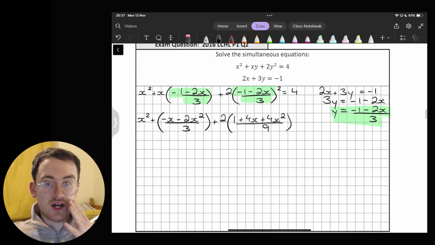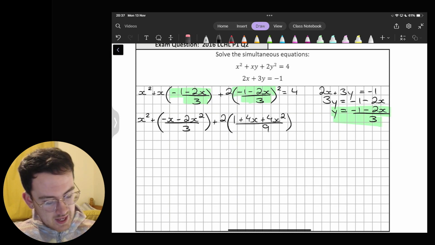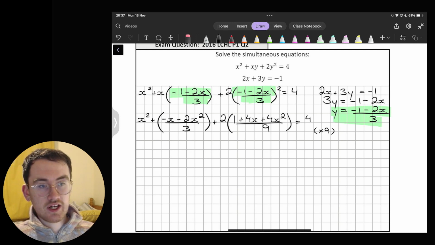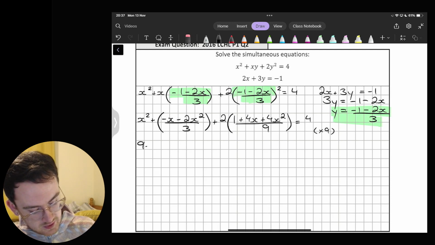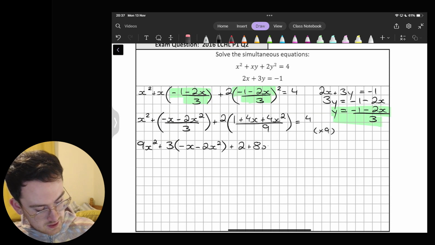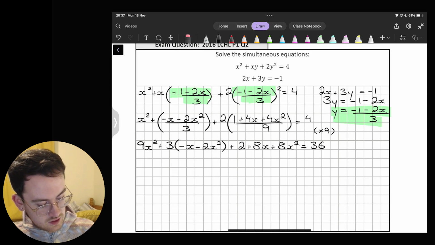1 plus 4x squared all over 9. Okay, let's just see. I'm going to multiply across by 9 to get rid of that fraction. So 9x squared. This one's going to have to be multiplied by 3 on account of the 3 on the bottom. And 2 plus 8x plus 8x squared equals 36.